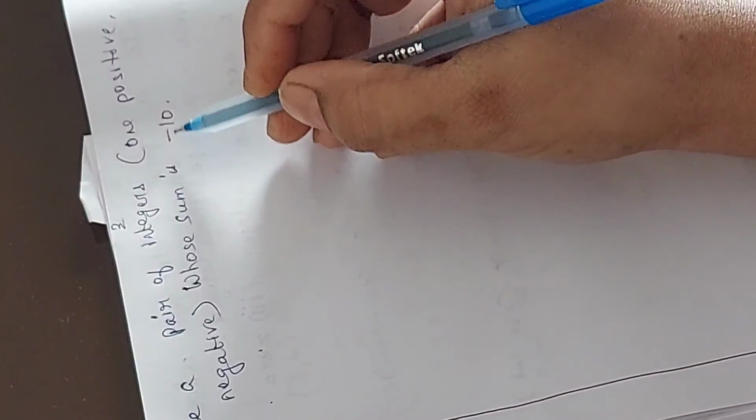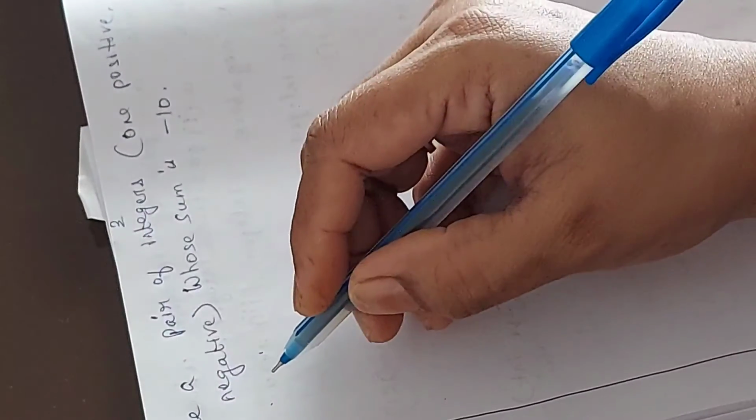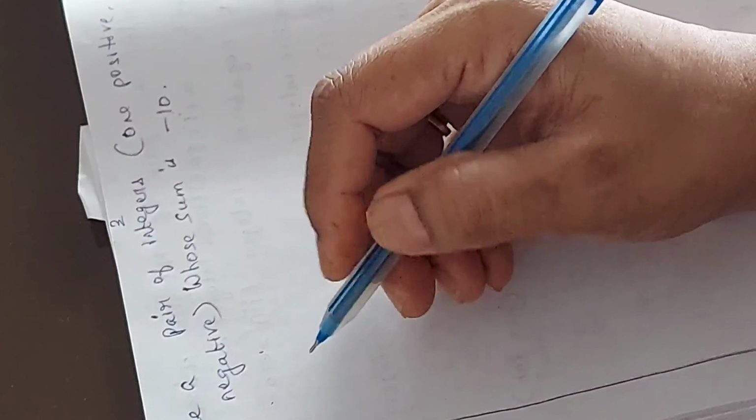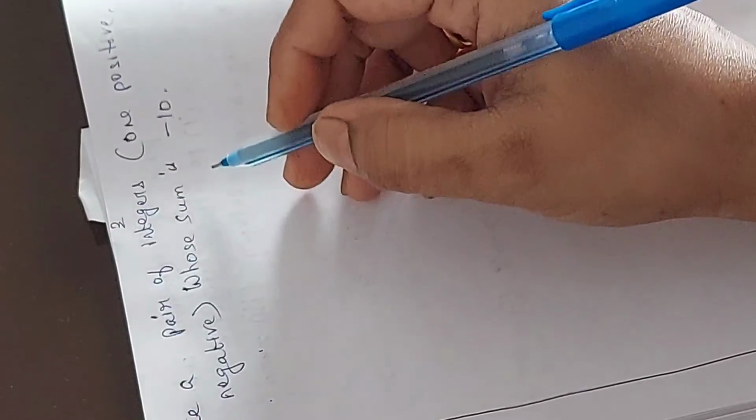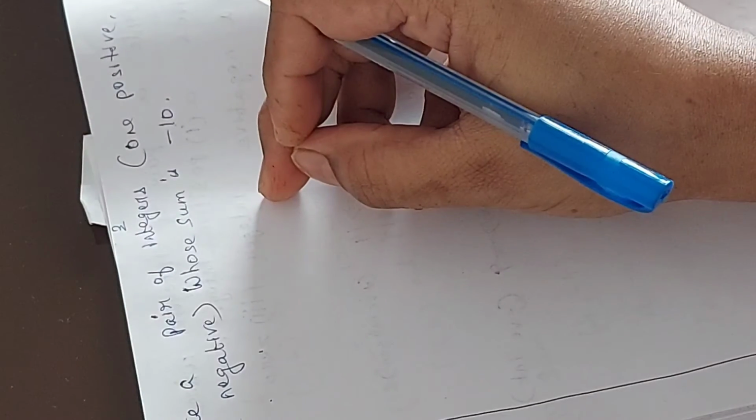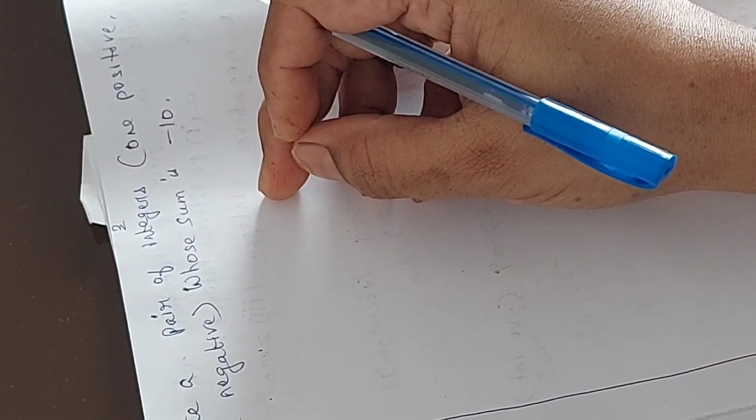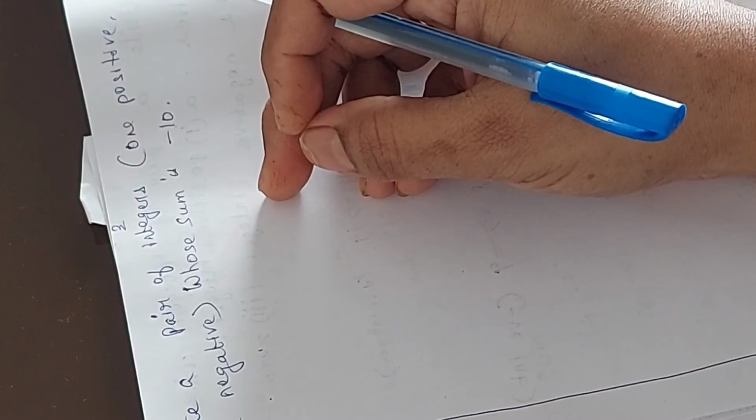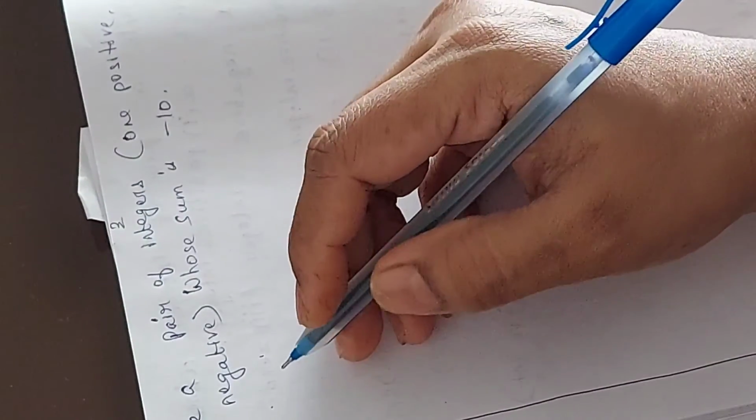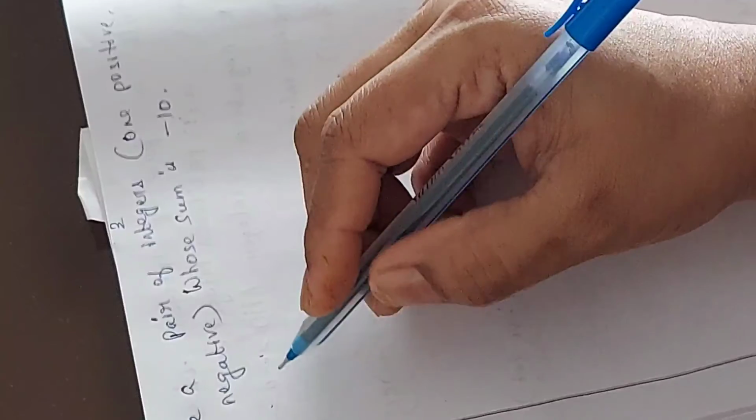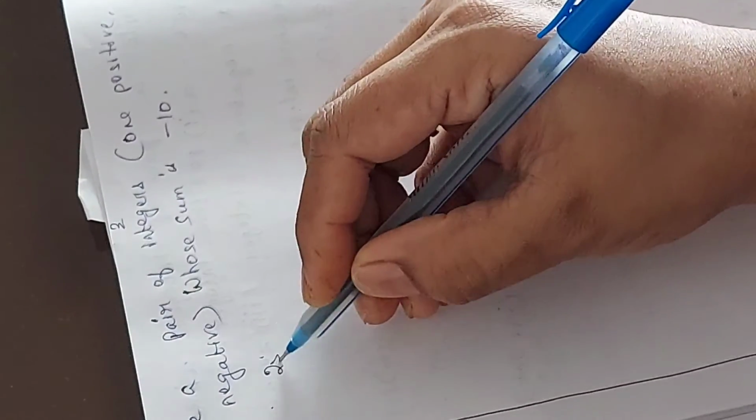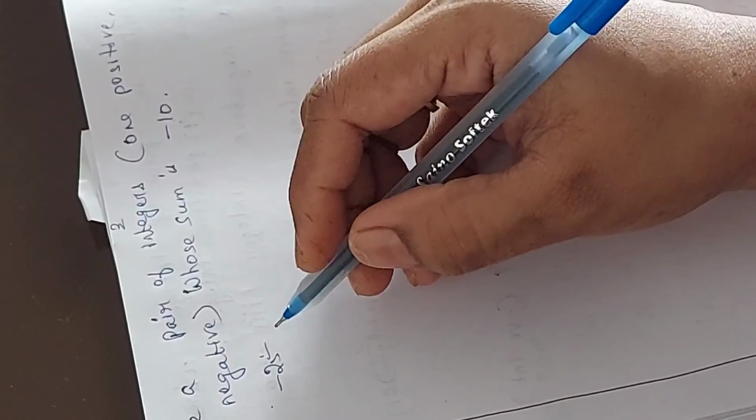Okay, right, write a pair of integers, one positive and one negative, whose sum is minus 10. So we have to take one number with a positive sign and another number with a negative sign, but the sum should be negative. Okay children, you know how we take it if the answer we have to find is negative. I have already told you, the higher number you take should have the negative sign.